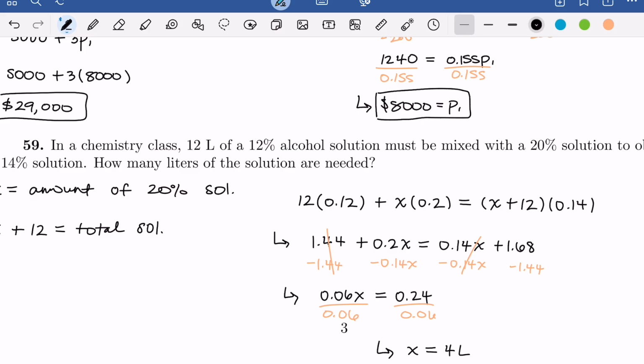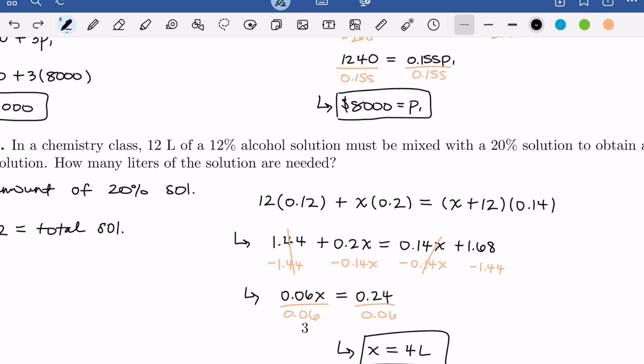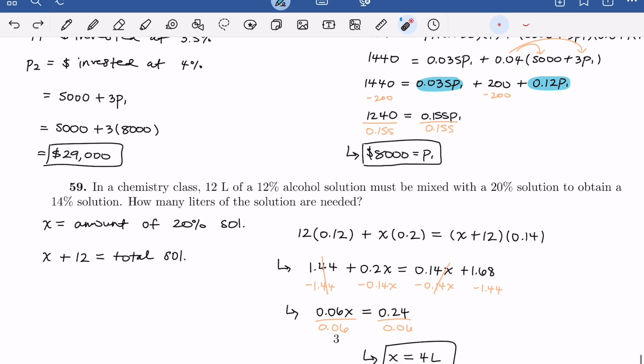And in this case, 4 liters, since we're looking for the amount of the 20% solution here. And then for all of these examples, we can take the solution that we found and plug it into our original equation just to make sure that it is in fact a solution.